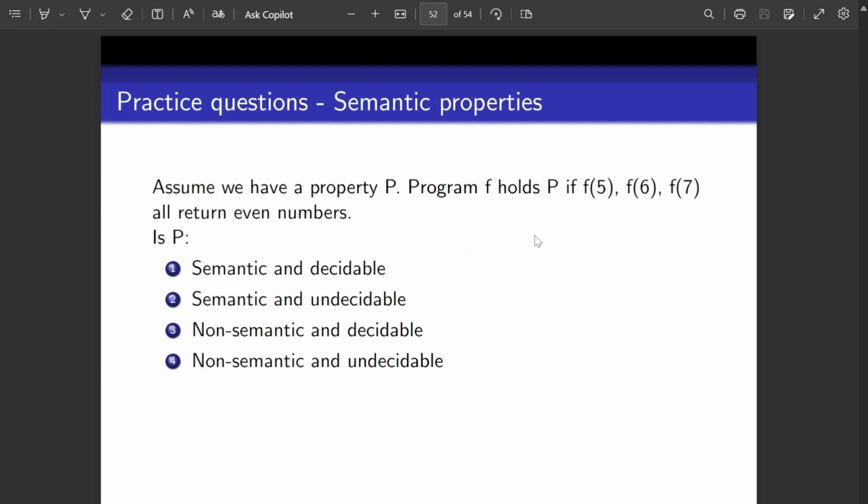I wanted to make a poll for this one. Assume we have a property P, and program F holds P if f of six, f of five, f of six, and f of seven all return even numbers. Is P semantic and decidable, semantic and undecidable, non-semantic and decidable, or non-semantic and undecidable?